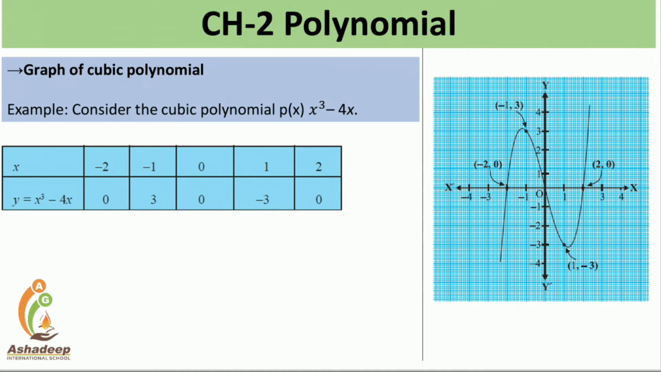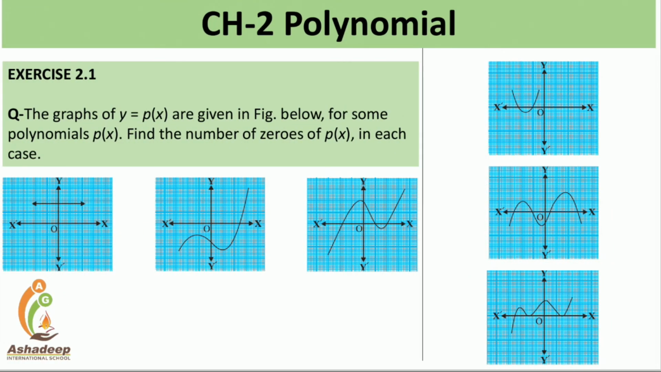The number of zeros of a cubic polynomial is 3, quadratic is 2, linear is 1, biquadratic is 4, right? Okay, now let's move ahead. Now let's see exercise 2.1. We just simply need to find out, see, what is the question? The question is, the graph of y equals p of x is given in the figure below. For some polynomial p of x, find out the number of zeros in each case.